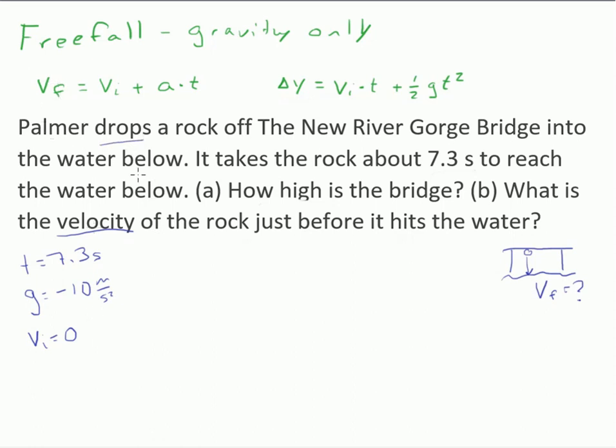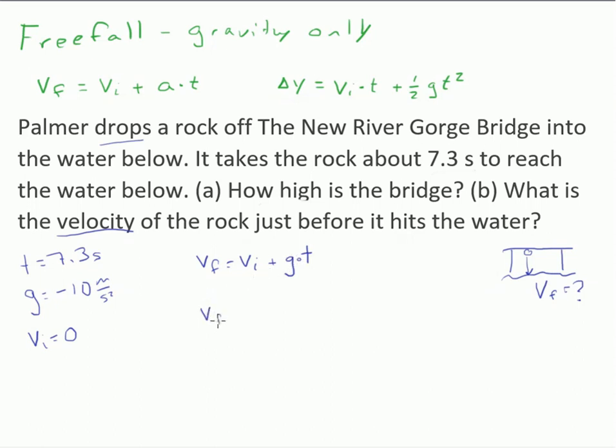So again, we'll just use this equation here. The final velocity is what we are looking for. That is equal to the initial velocity plus the acceleration, but we're going to plug in g for that since it's free fall, times the time. Alright, so let's plug it in.